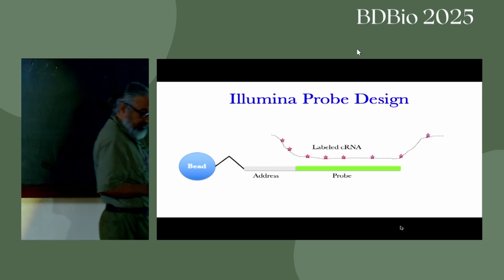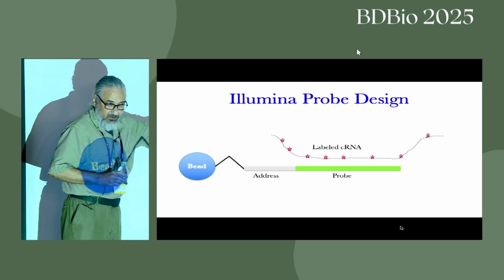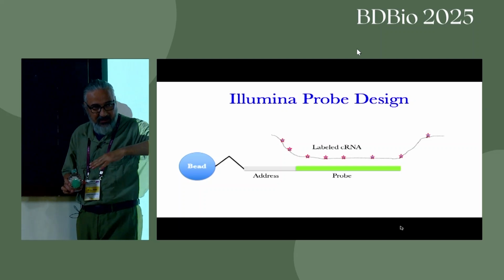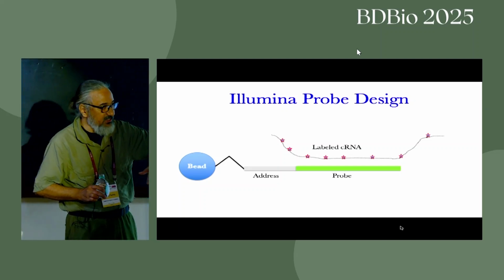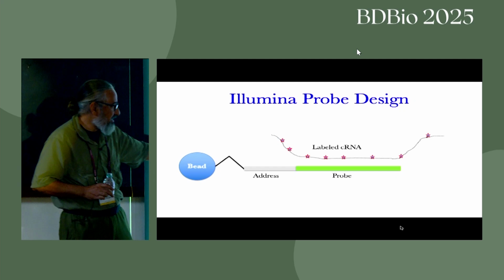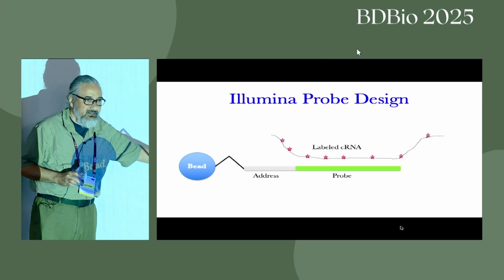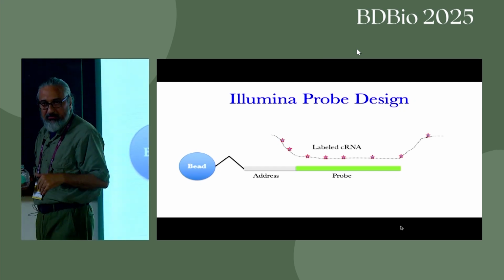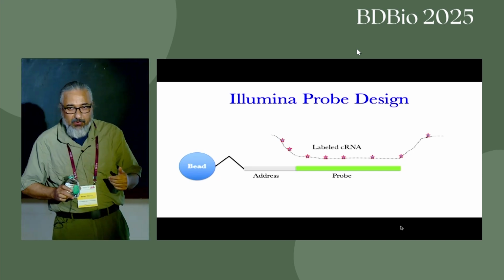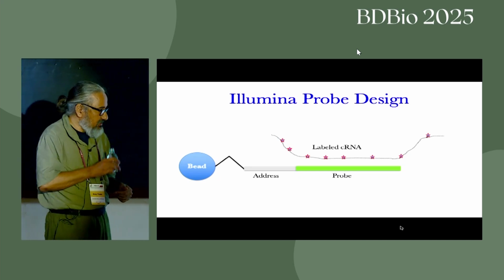You have the labeled cRNA. You remember how Pat used to make cRNA, and even the Affymetrix used cRNA. It's the same cRNA you hybridize, and based on your address, you would deconvolute the message to find out the SNP or the expression of the gene of interest.